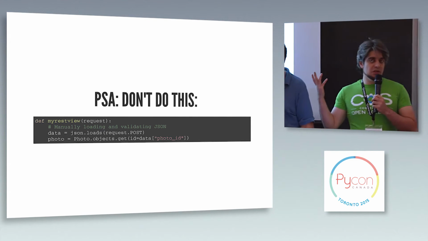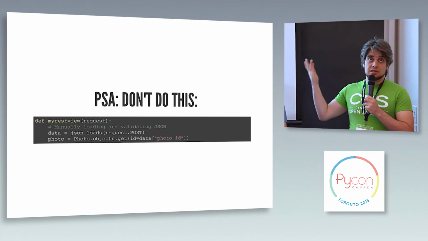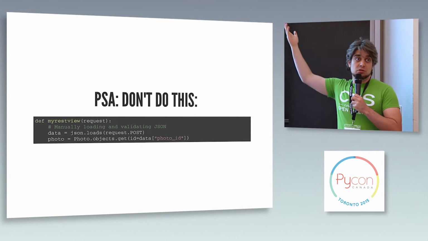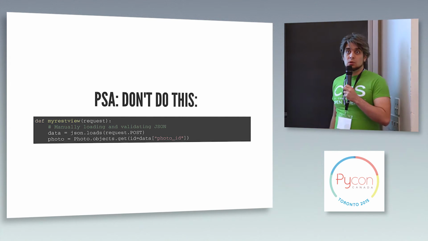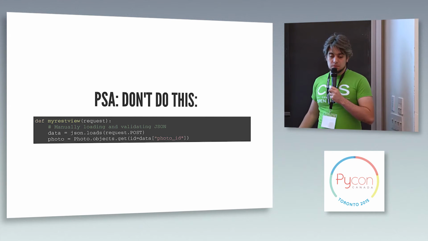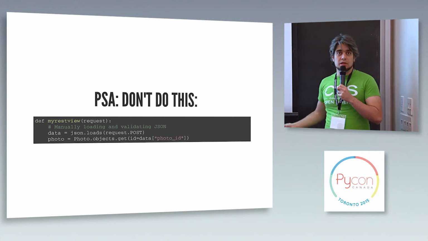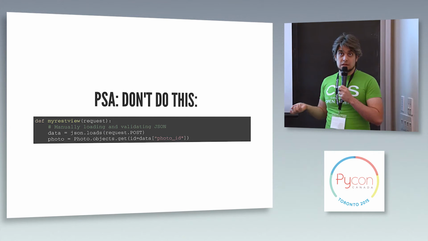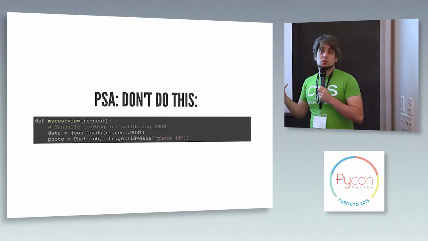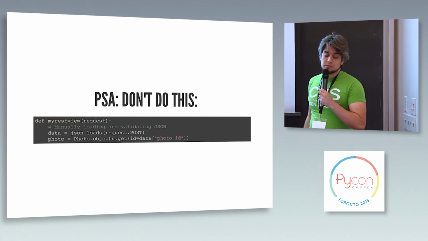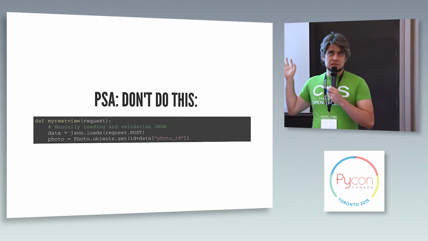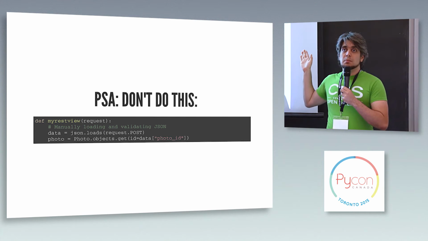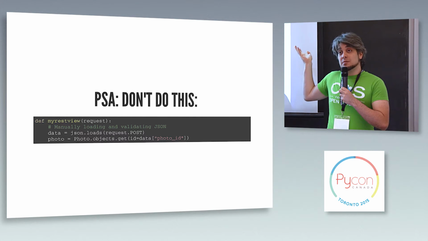So suppose you didn't know about the Django REST framework, but you wanted to create a REST API. Your first inclination might be to do just this, where you create a Django view that takes a request, and from the request, you load the data in JSON. And then using the data you just loaded, you get your resource, which in this case is a photo. Now, this looks attractive because it seems simple, but it has certain problems.